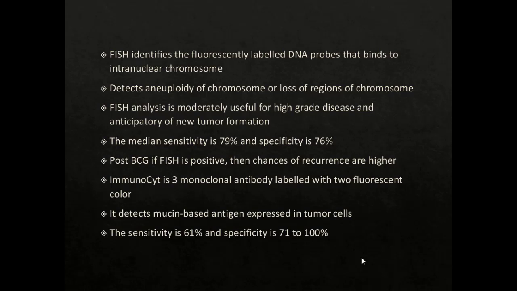ImmunoCyt is 3 monoclonal antibodies labeled with 2 fluorescent colors. It detects mucin-based antigen expressed in the tumor cells. The sensitivity is 61% and specificity is 71 to 100%.